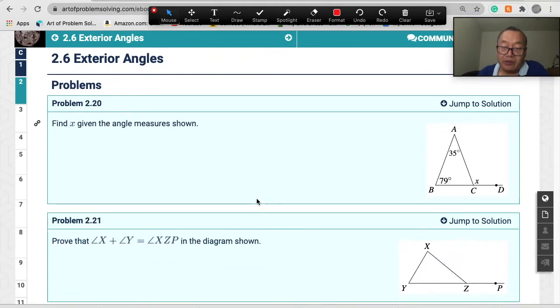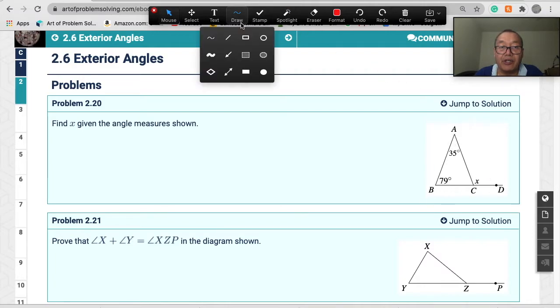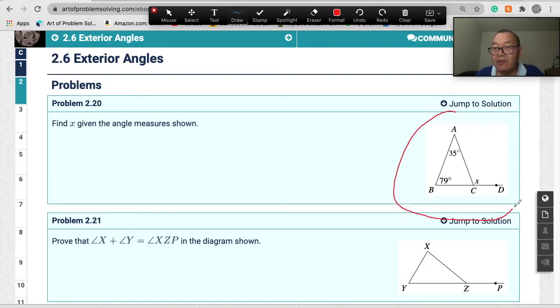2.6 exterior angles. This one is very important and also very useful. So here in this example, we still have a triangle ABC. See this picture. Then if we extend this side BC to another point D, we'll form an angle ACD, this angle. This angle we call the exterior angle of triangle ABC at C.